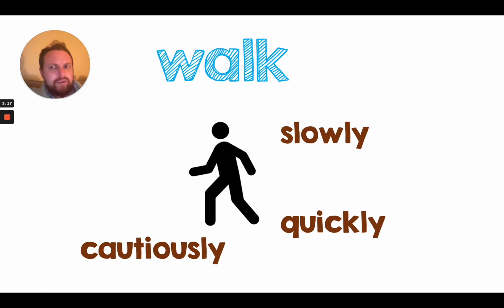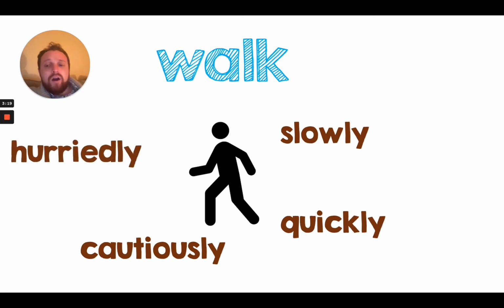Maybe I was worried about something. I walked hurriedly to the shop. So perhaps I was in a rush, I really needed to get something, okay? So these adverbs of manner all tell you about how I walk to the shop, okay? We use them to tell us about that verb, to tell you about how I'm doing that thing, okay?